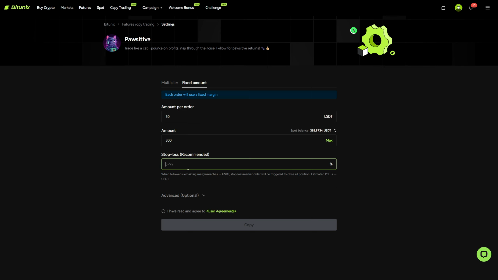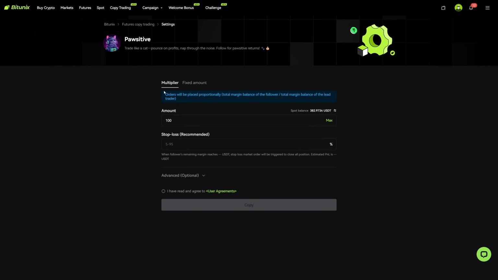Then you also have the stop loss option right here, for example, like 5%. So if the price goes down 5%, then we also exit the trade. I will go with multiplier because I think that is usually better, because this copies the whole strategy of the lead trader, and I will leave the rest open.